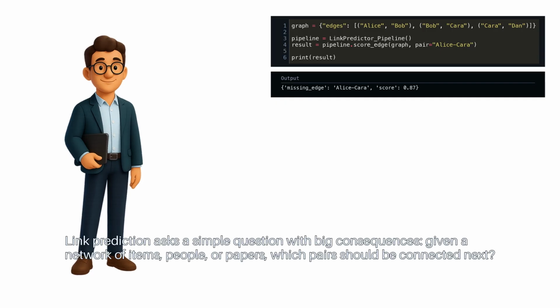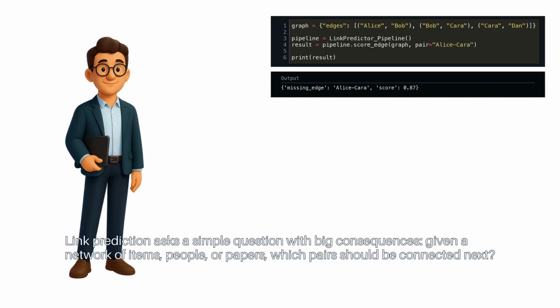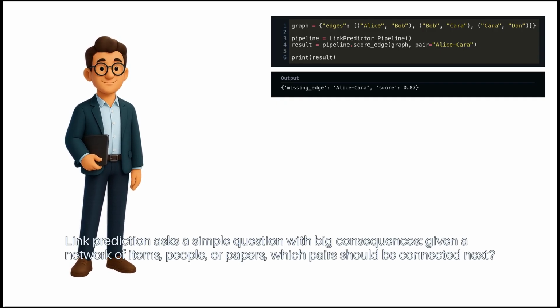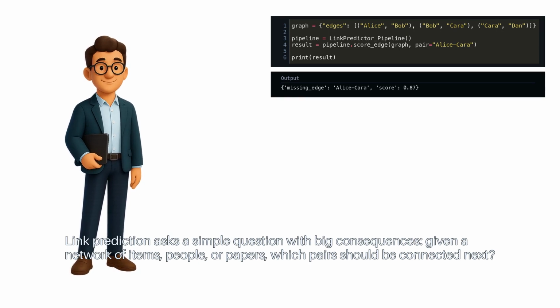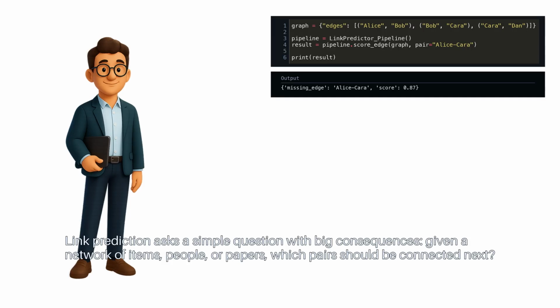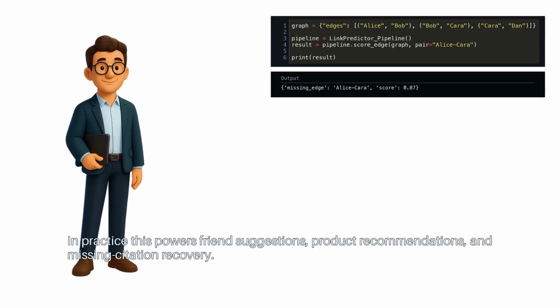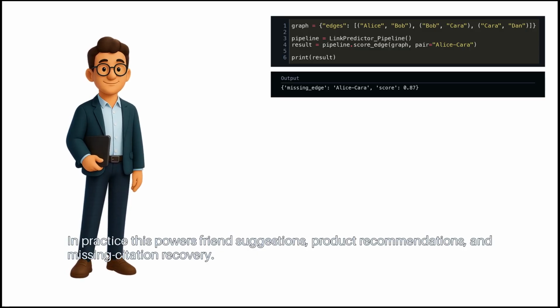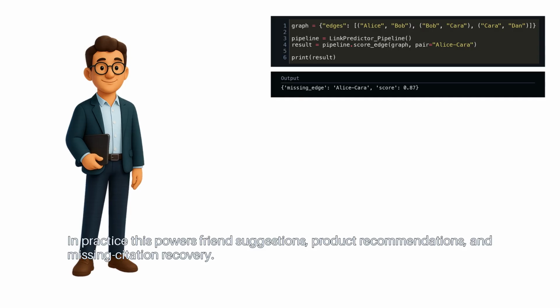Link prediction asks a simple question with big consequences. Given a network of items, people, or papers, which pairs should be connected next? In practice, this powers friend suggestions, product recommendations, and missing citation recovery.